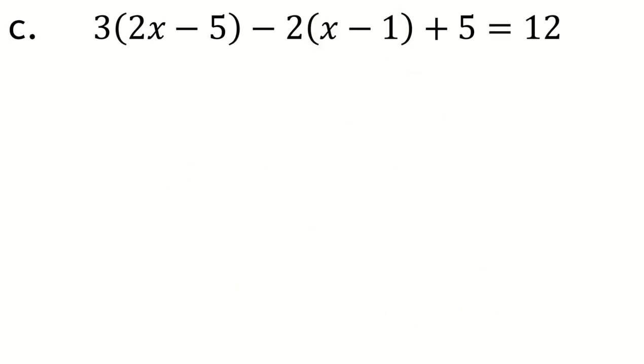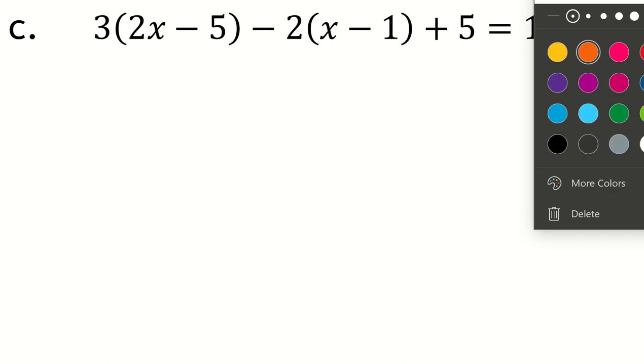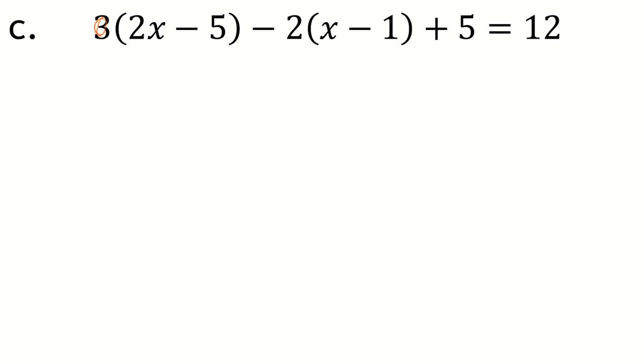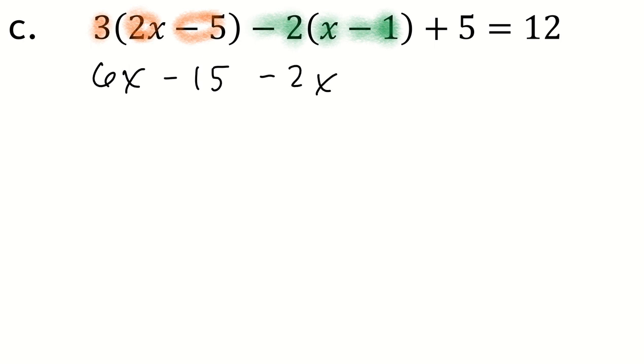In C again, we see an opportunity to rewrite a part of this using the distributive property. So I'm going to distribute this factor of 3 to both the 2x and the negative 5. And when I do that, that's going to become 6 times x minus 15. And then I have an opportunity to distribute again this negative 2 times both the x and the negative 1. So I'm trying to make sure that I'm picking up the signs as well. So when I do that, I'm going to get negative 2x and then plus the negative 2. Then there is a plus 5, and on the other side of this, it was equal to 12.